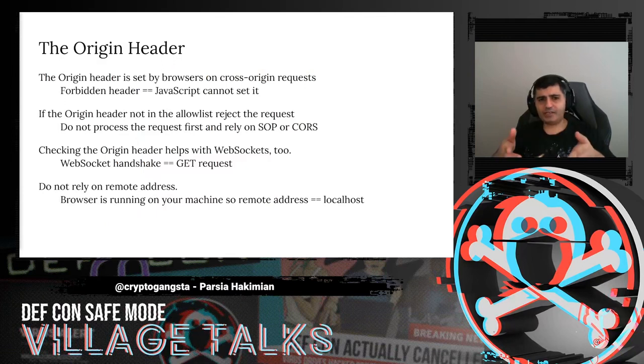So what can help us? A trustworthy friend, in this case, is the browser. I talked about how the browser doesn't help us, but the browsers can help us through the origin header. The origin header is set by the browsers on every cross-origin request. Example.net to facebook.com, you have an origin header. Example.net to example.net, you don't have an origin header. It's a forbidden header, so JavaScript in the browsers cannot change it. So if you're a local web server, you see a request that comes in, you do not process the request before checking the origin header. You have an allow list of origins that are good. You check, and if it works, then you let the request go through.